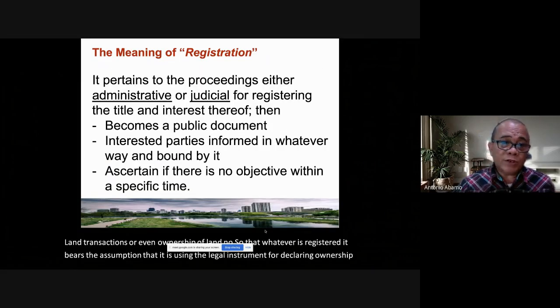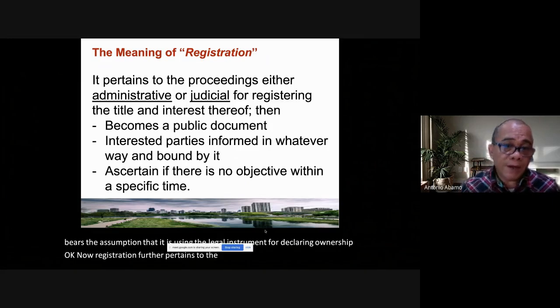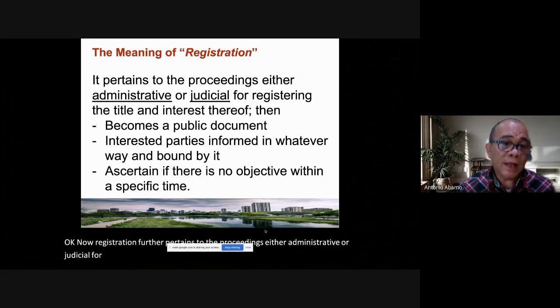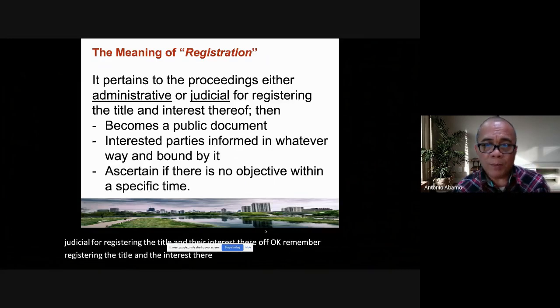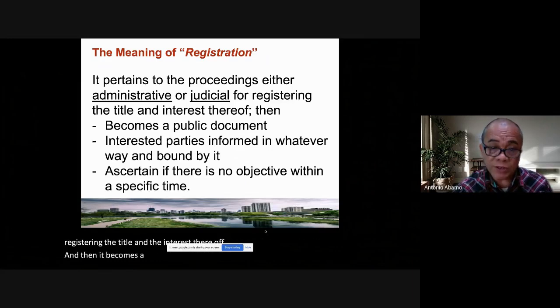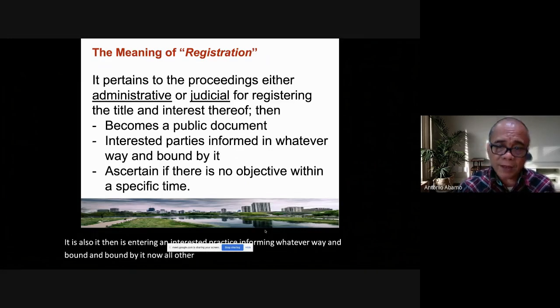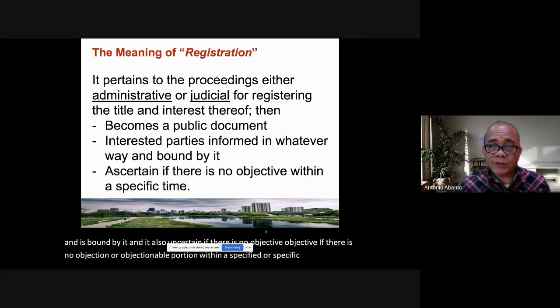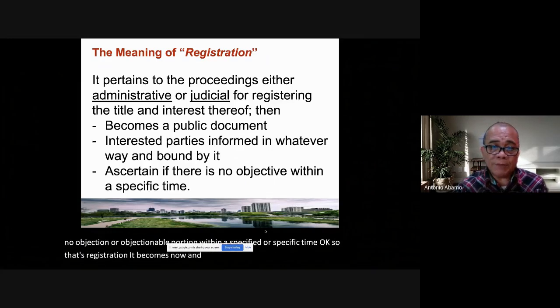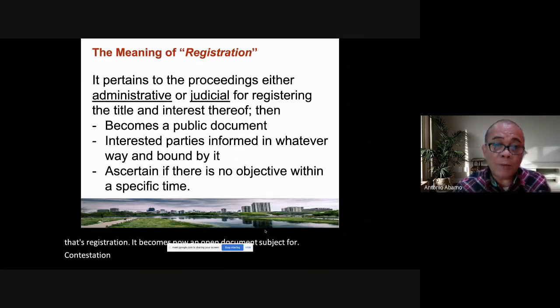Now, registration further pertains to the proceedings, either administrative or judicial, for registering the title and the interest thereof. Remember, registering the title and the interest thereof. And then it becomes a public document once it is registered. All other interested parties are informed in whatever way and are bound by it. And it also ascertains that there is no objectionable portion within a specific time. So it becomes now an open document, subject to contestation or whatever incompetences there may be.